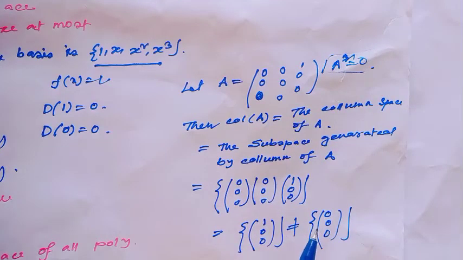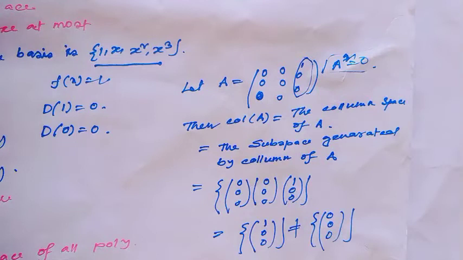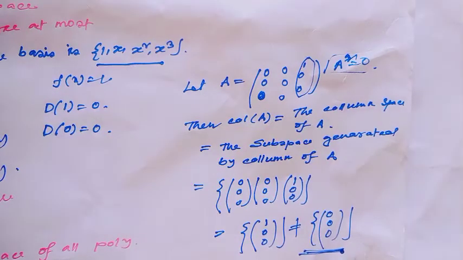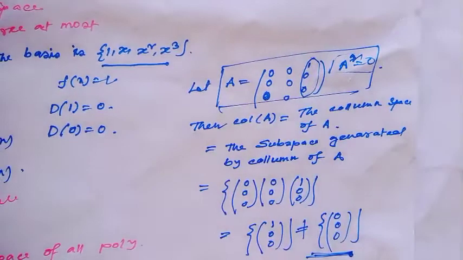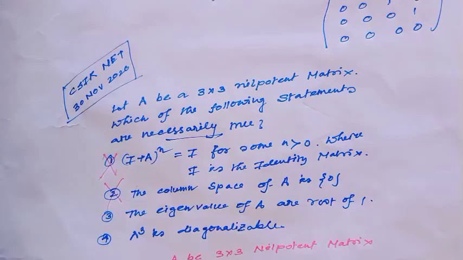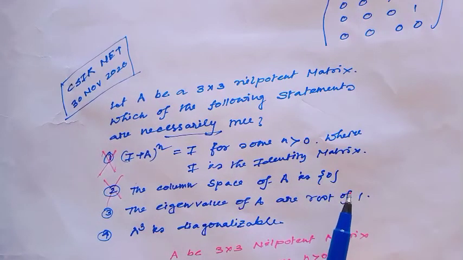That means this does not contain only the 0 vector, because here there exists one non-zero vector. So the column space cannot be the 0 vector for this matrix. Therefore, option 2 is also a wrong option. Here it has indicated the column space of A is only the singleton set 0.